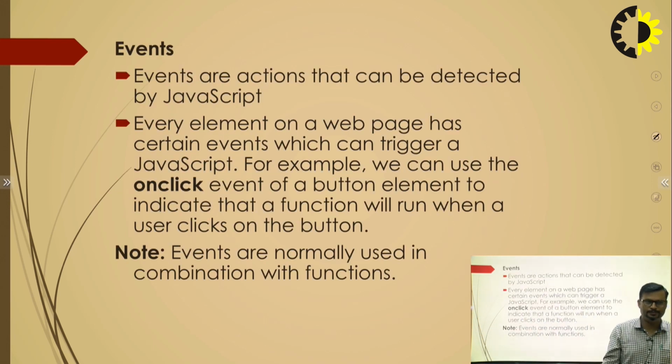Events. Events are actions that can be detected by JavaScript. Every element on a web page has certain events which can trigger JavaScript. For example, we can use the onclick event of a button to indicate that a function will be run when the user clicks on the button. Events are normally used in combination with functions.